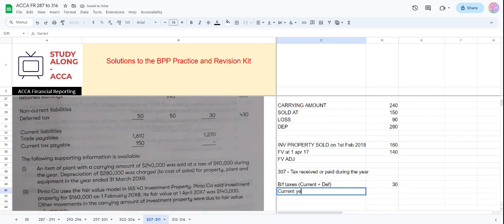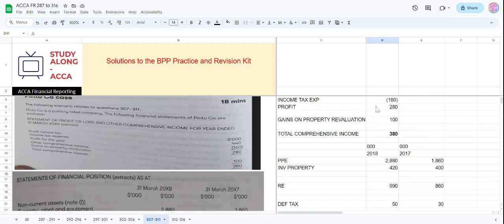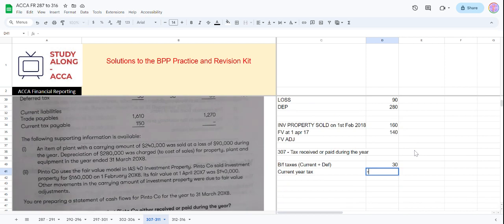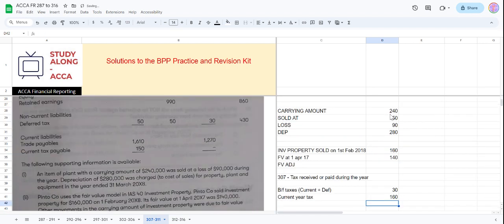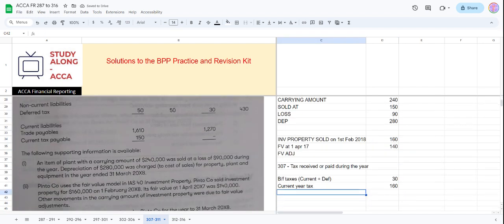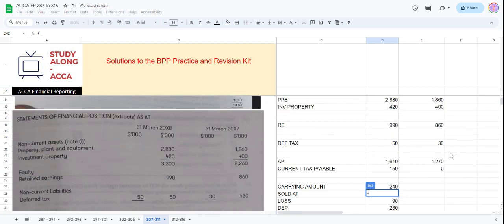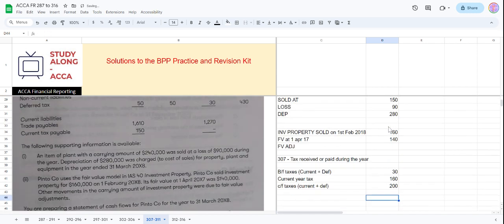Then current year tax is already given in the question. It is 160 income tax expense, so it will increase this liability. So I will just change the sign here. It will be 160. And then there is carried forward taxes. I mean, at the end of the period, it's current plus deferred. So how much will it be? You can see the deferred now we have is 50 here, and current tax is 150. So 200 we have now.